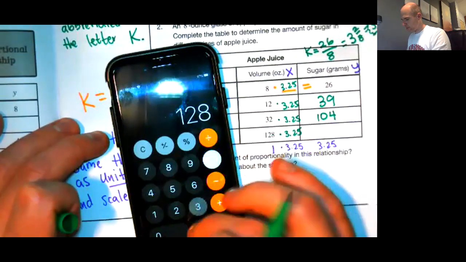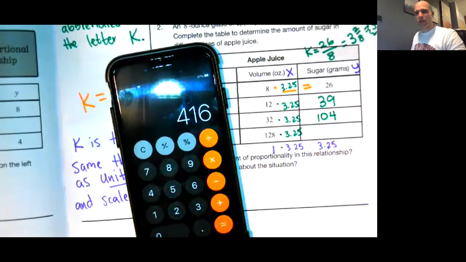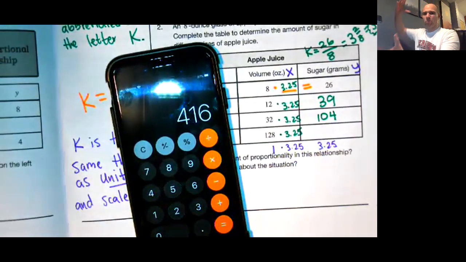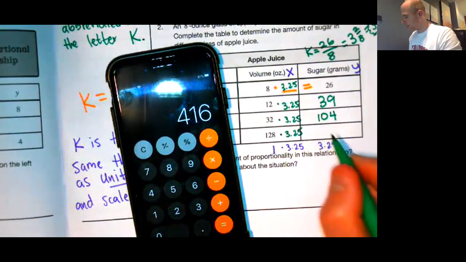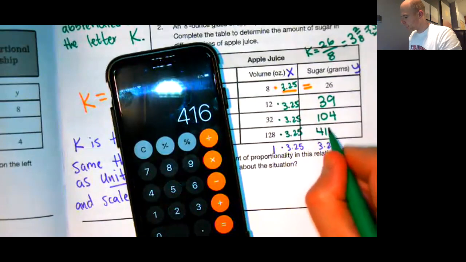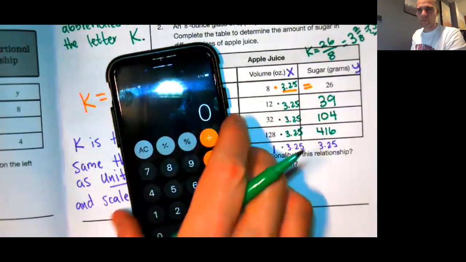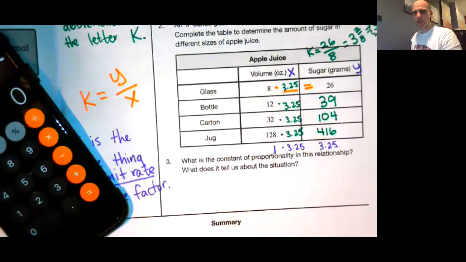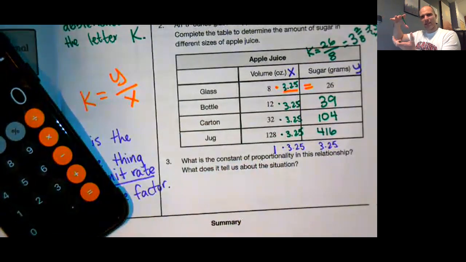times 3.25. If you got a 128 ounce thing of apple juice, that's a big old thing of apple juice. That's like the biggest one you see at the store, or maybe even like the Costco size one or whatever. You're gonna have 416 grams of sugar. That's a lot. That's like half a pound of sugar. I think the little bag you can buy in the store is like a pound, so like half of that bag.